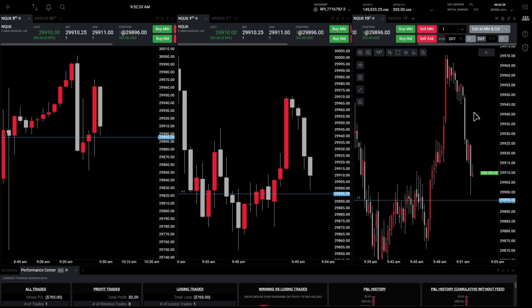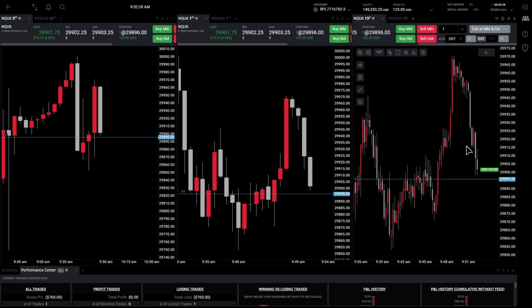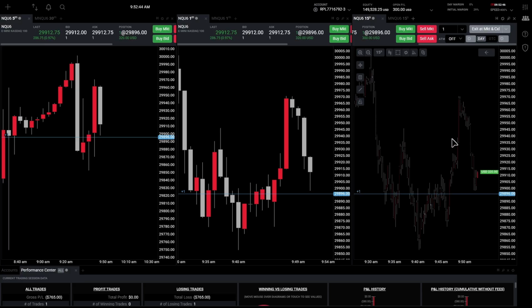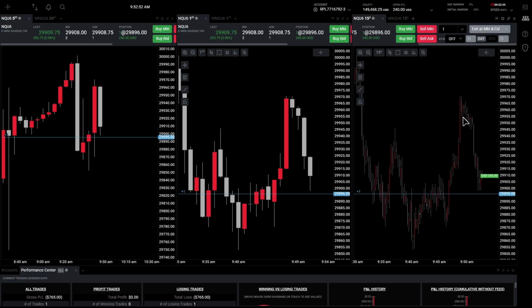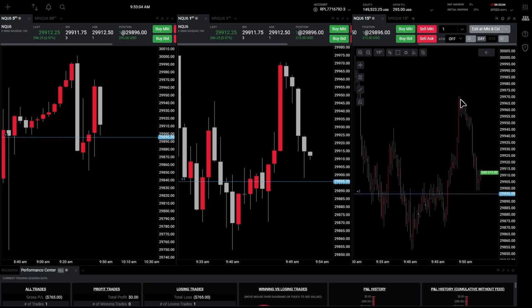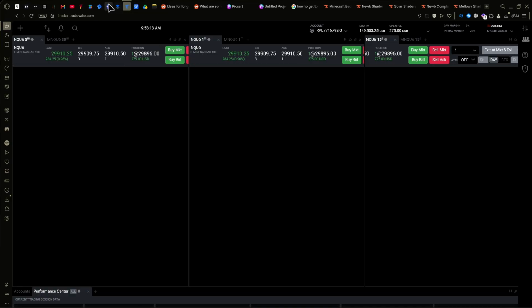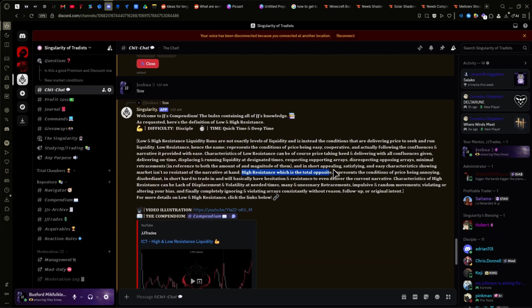I was actually in this long, by the way. I took that exact same long, and I was looking for the displacement past that high. It displaced, but guess what? After it displaced, it came right back down. Now let me pause it. That's the disobedient part I'm talking about. I'm going to go back here.